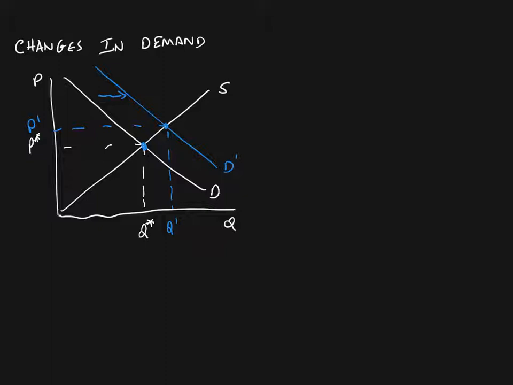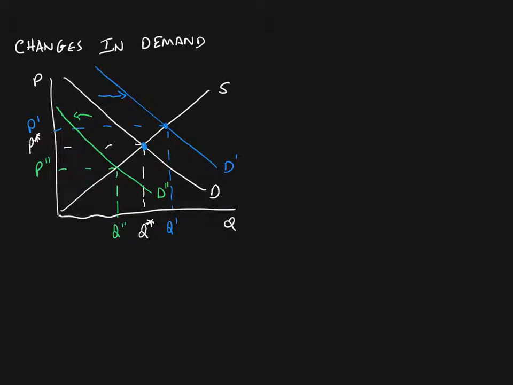For whatever reason, if we were to get a decrease in demand, then that means that at every possible price, buyers want to buy less than they did before. And again, it doesn't matter why, but we know that that's going to shift the demand curve to the left. So we get D double prime. The equilibrium quantity falls to Q double prime, so less is bought and sold. And the market price falls to P double prime.